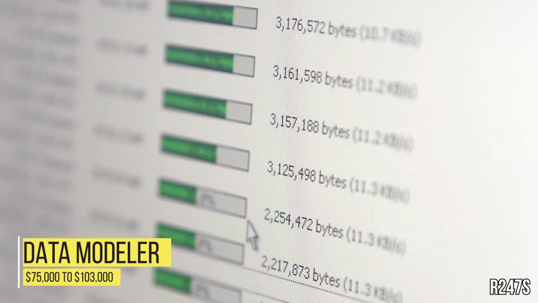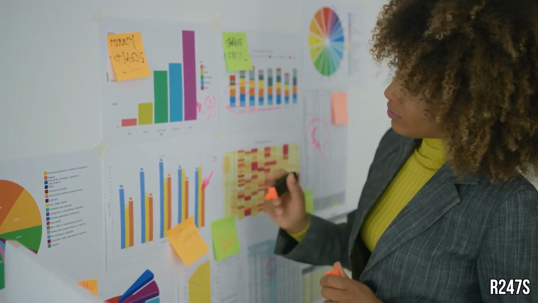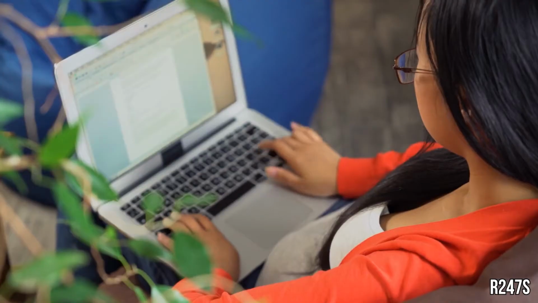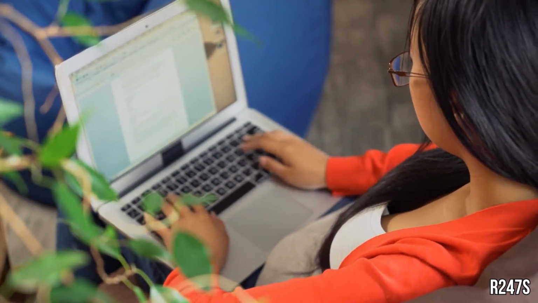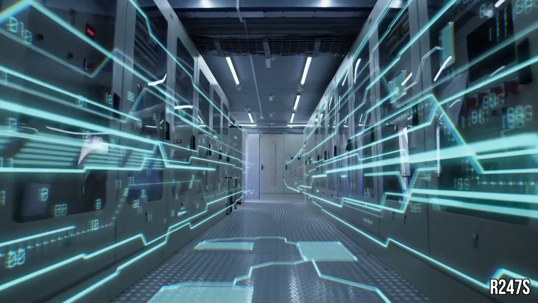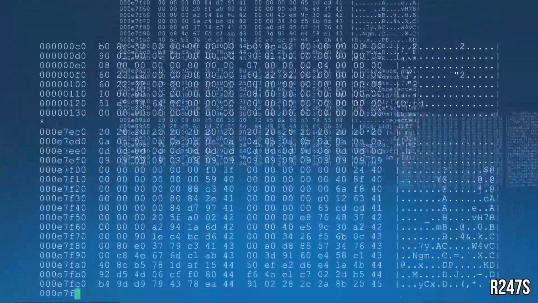Number 5. Data Modeler, $75,000 to $103,000 annually. Data modelers are system analysts who work closely with teams of architects, developing conceptual, logical, and physical data models for the binary processes of computers. Data modelers devise the processes which separate mass amounts of data in computer systems to reduce inessential or redundant data to improve data transfer between systems.